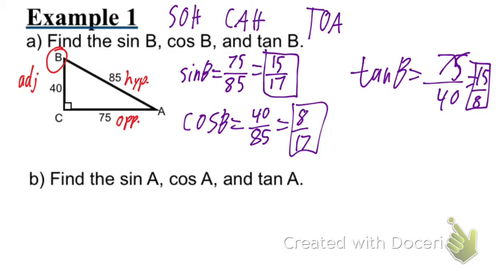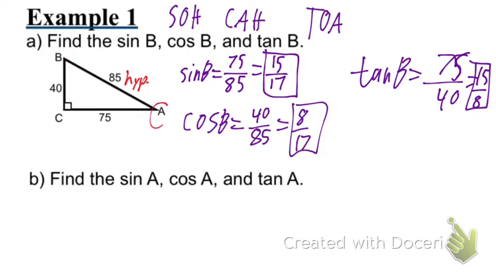Questions on sine, cosine, tangent of angle B? Now, on letter B, what's it asking us to do? Do the same thing for angle A. So what do we need to go back to our picture and do? We need to erase what we have right now because is this still going to be the adjacent side on the left? No. Is it still the opposite on the bottom right? No. Does the hypotenuse stay the same though? Yeah.